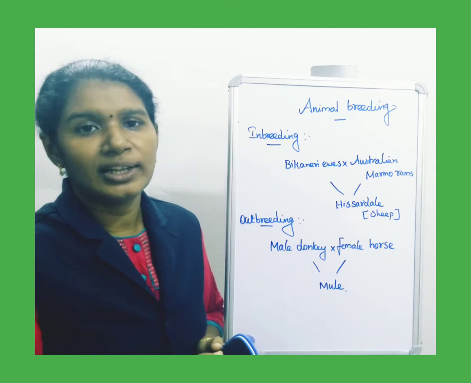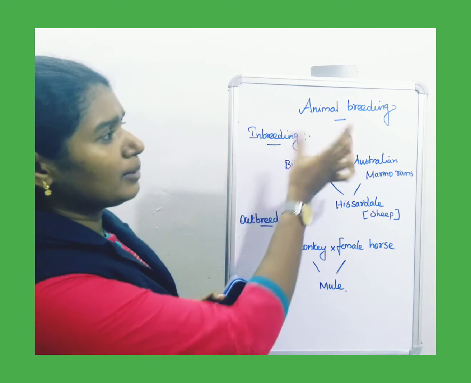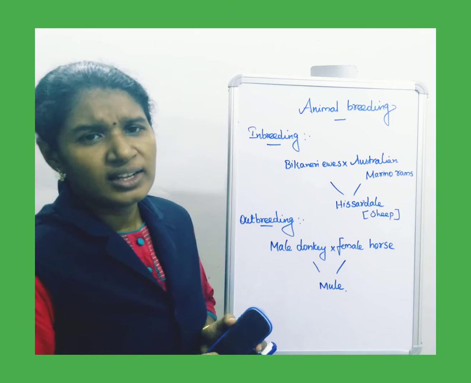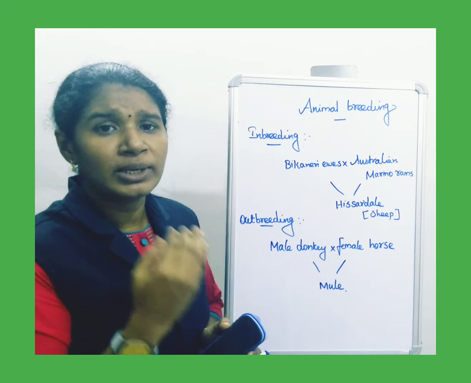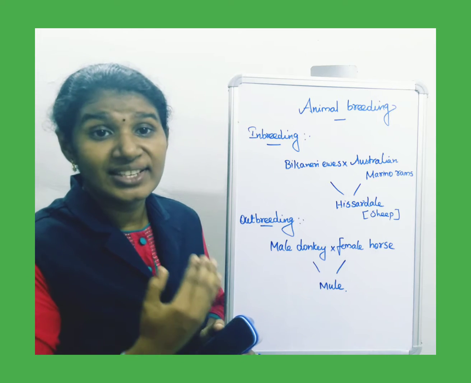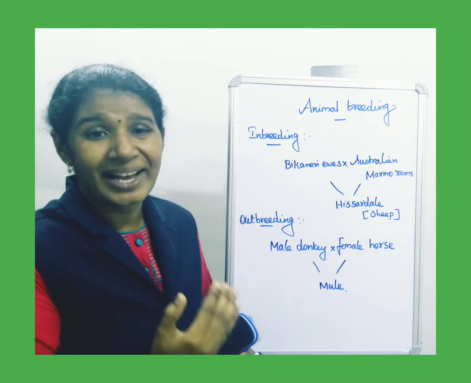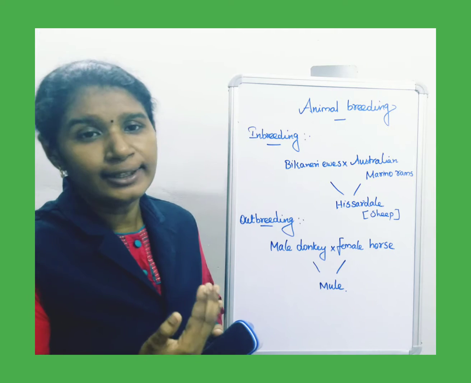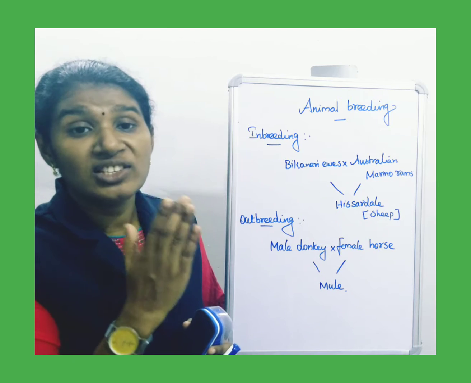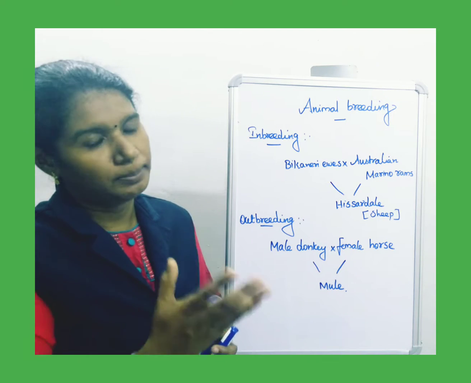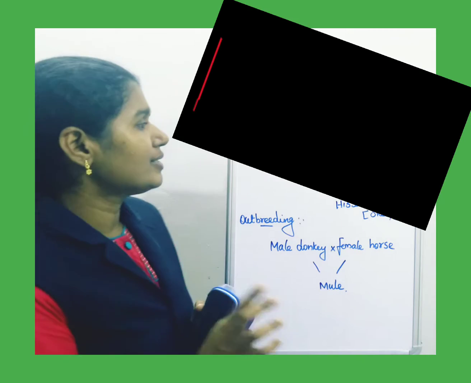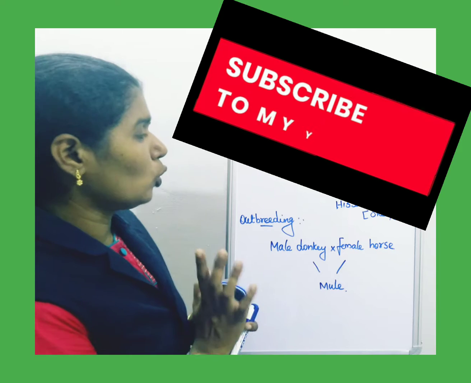Now we are going to learn about the objectives of animal breeding. What is the purpose of animal breeding? The major purpose is to improve the productivity of domestic animals, that is, the genotype of the domestic animal, to improve the yield of milk, meat, and egg. That is the major objective of animal breeding. Animal breeding is classified into two types: one is called inbreeding, another is outbreeding.